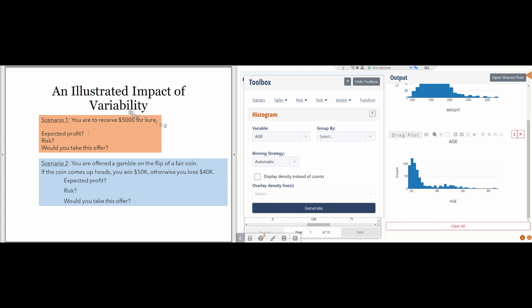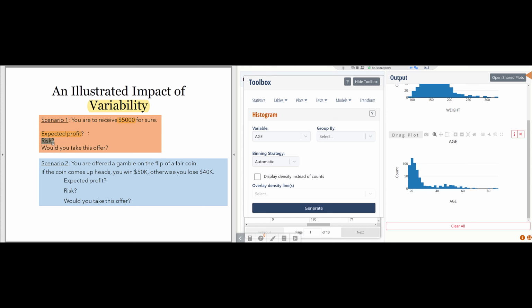So let's discuss an example illustrating variability. You are in some scenario, you have come to me and I am going to make you an offer. One offer I might make to you is I will give you $5,000 for sure, period, end of discussion. You come into my office, I say, I'm going to give you $5,000. Do you accept? What is your expected profit from this deal?